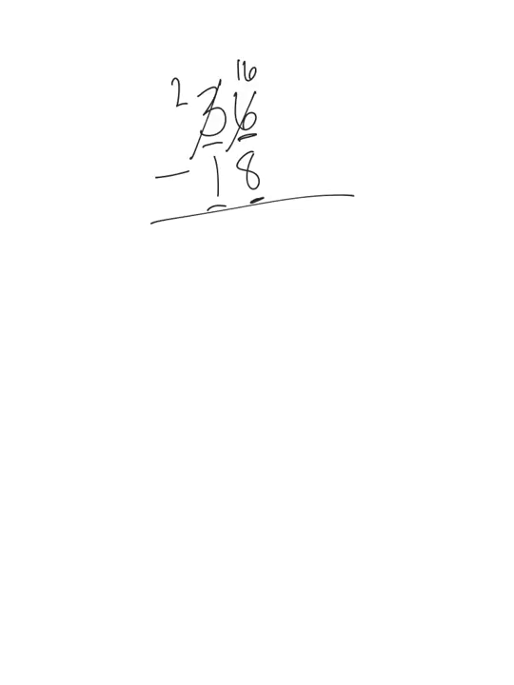Okay. Well, I can take 16 ones and I can subtract 8 ones from it. So I'm going to do 16 minus 8, which is 8. And then go to your tens place and subtract it. 2 tens minus 1 ten is 1 ten. So 36 minus 18 is 18.